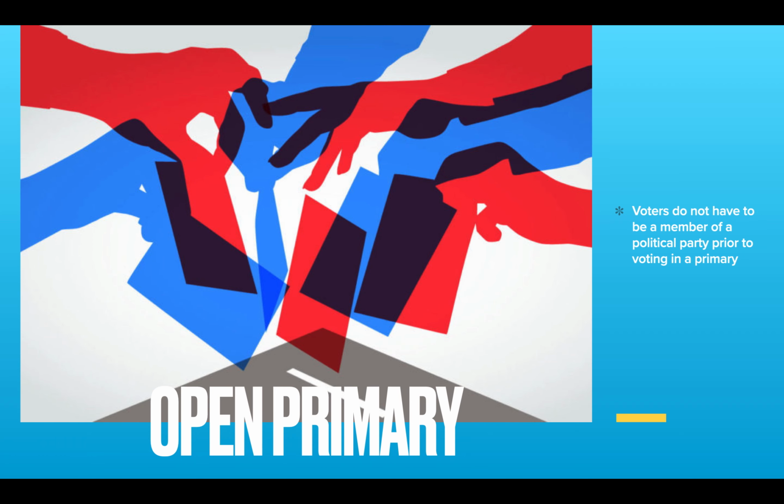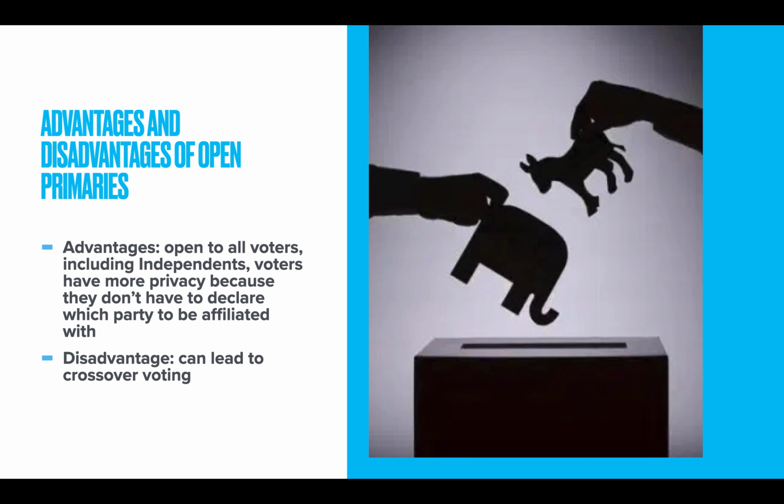Now we'll be talking about open primaries. People do not have to be members of a political party in order to vote in an open primary. When you go to vote, you request a ballot for either the Democratic Party or the Republican Party. This is open to all registered voters. So now we're going to talk about disadvantages and advantages of open primaries. Some of the advantages are it's open to all voters, including independents, and voters have more privacy because they don't have to declare which party to be affiliated with. But a disadvantage of this is it can lead to crossover voting.